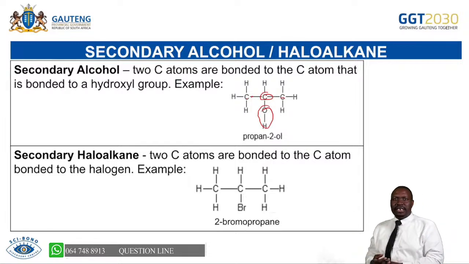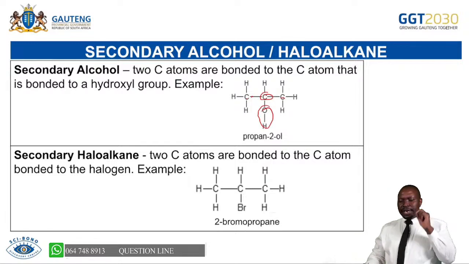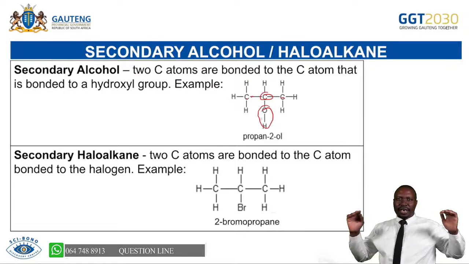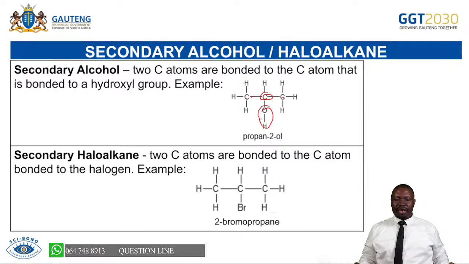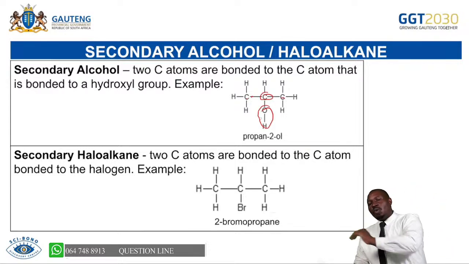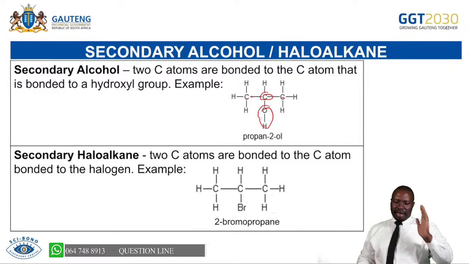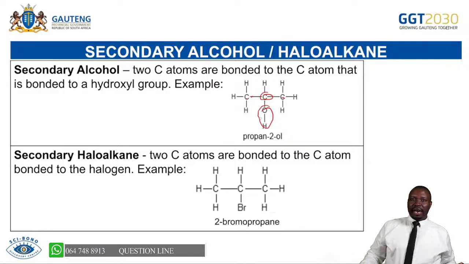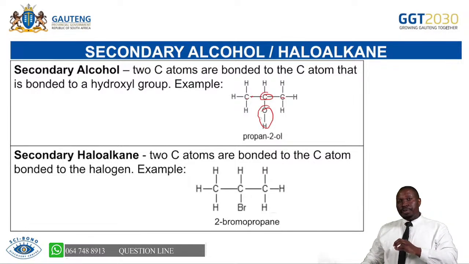So you will have an understanding that when you go to tertiary, we're expecting that the carbon that is bonded to the hydroxyl group will be bonded to three other carbons. So that's how we're moving. Primary, the carbon bonded to the hydroxyl group is bonded to one other carbon. Secondary, it is bonded to two other carbons. Tertiary, it is bonded to three other carbons. I hope you got that.